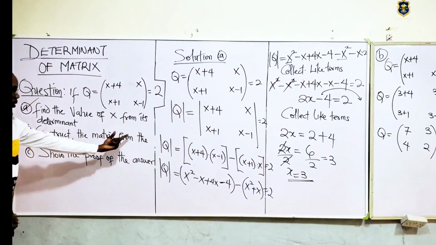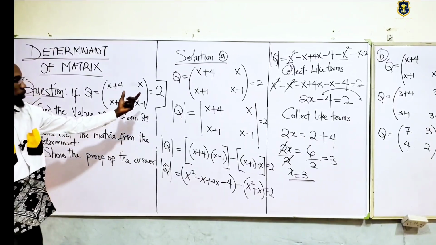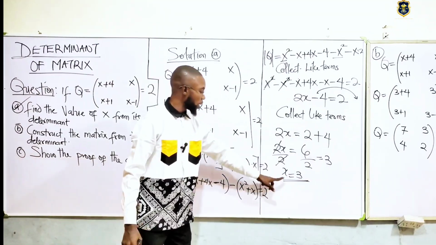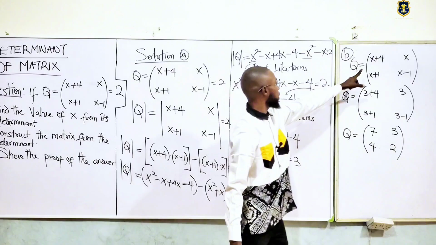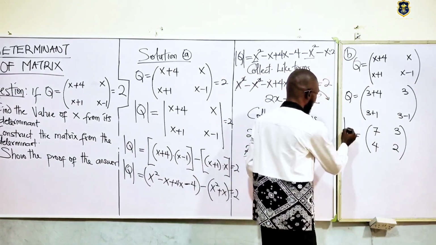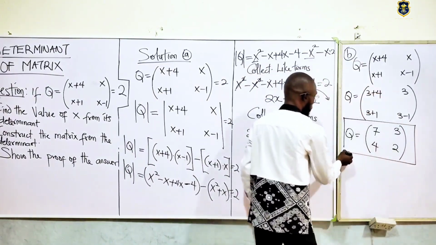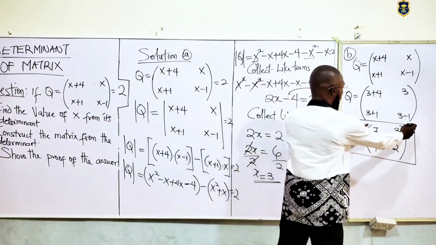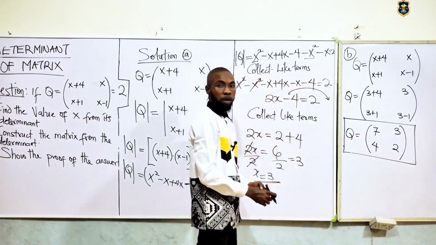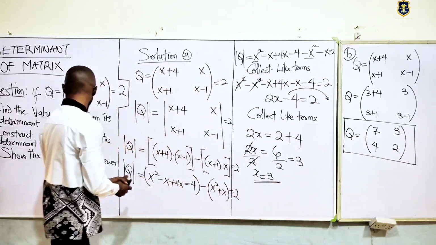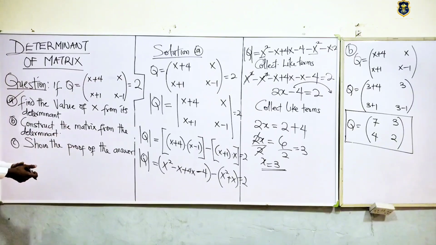He said we should construct the matrix from the determinant, and we found the determinant as this, having our x. So we're just fixing the value of x and then constructing the matrix. This becomes the matrix. If we want to change this to a determinant, it's just to make this line straight and put a straight line here. Right? It's that simple. But then question C is saying that we should show the proof of the answer.